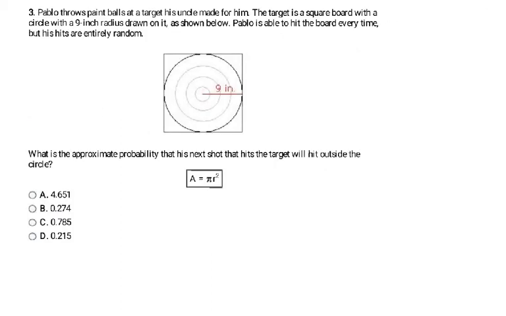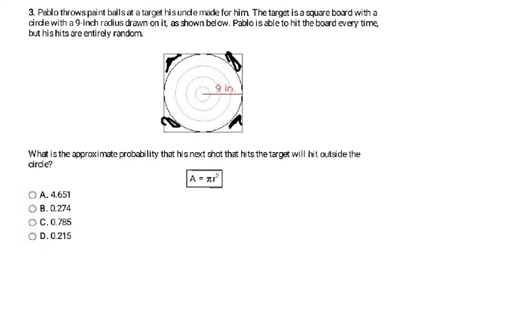All right, this example says, Pablo throws a paintball at a target his uncle made for him. The target is a square board with a circle with a 9-inch radius drawn on it, as shown below. Pablo is able to hit the board every time, but his hits are entirely random. What is the approximate probability that his next shot that hits the target will hit outside the circle? So it wants to know the probability of hitting this area.